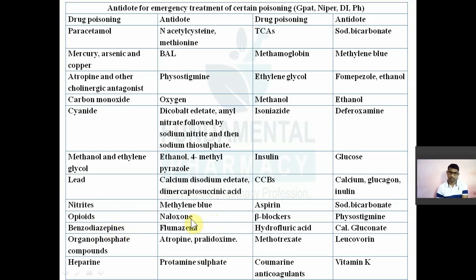Opioid drug, naloxone is a specific antagonist. Okay. Then again, in case of benzodiazepine poisoning, flumazenil is a specific antidote. So what is benzodiazepine?